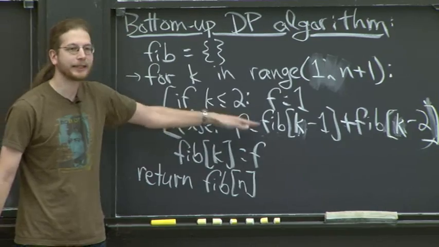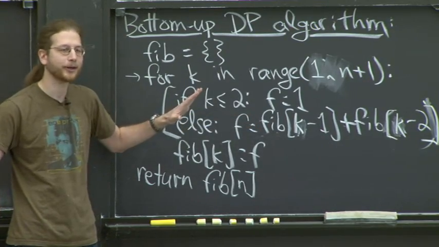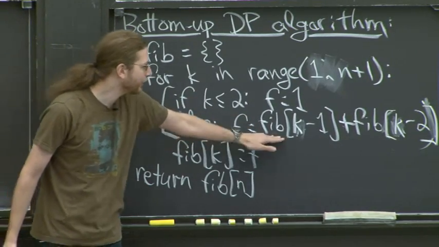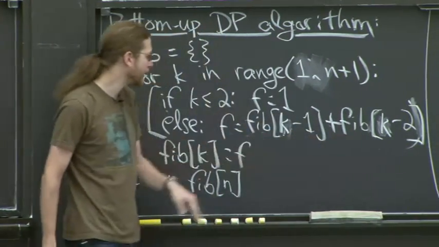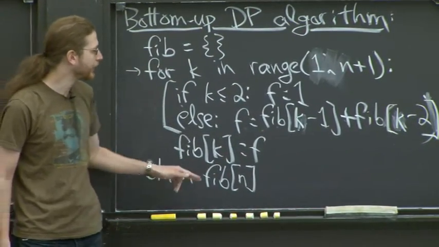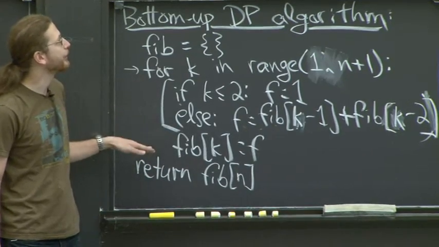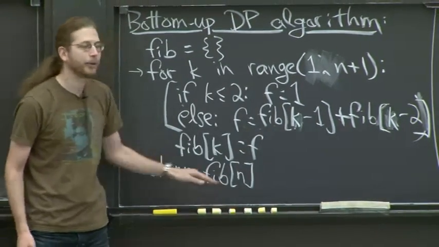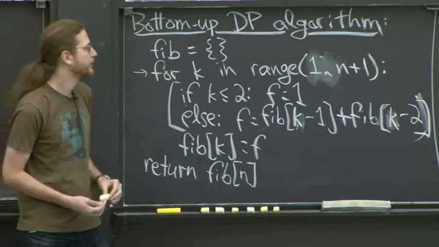If they weren't, I'd get a key error. So I'd know that there's a bug. But in fact, I won't get a key error. I will have always computed these things already. Then I store it in my table. Then I iterate. Eventually, I've solved all the subproblems, f1 through fn. And the one I cared about was the nth one.